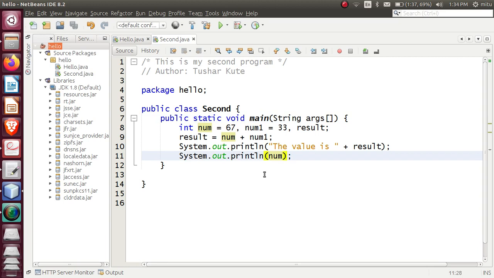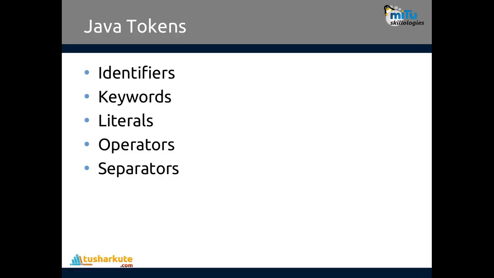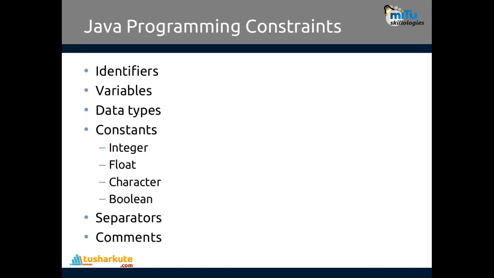So basically, is there anything remaining? I think no. So identifiers, keywords, literals, operators and separators, these are the 5 different kinds of tokens the Java programming language has. Now let's focus and go into more detail. These are the keywords that we are using.